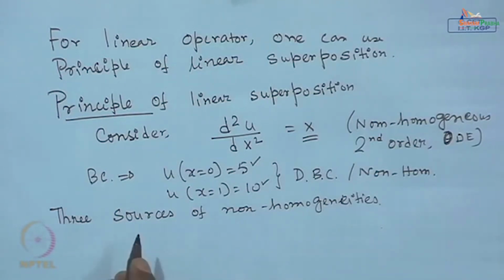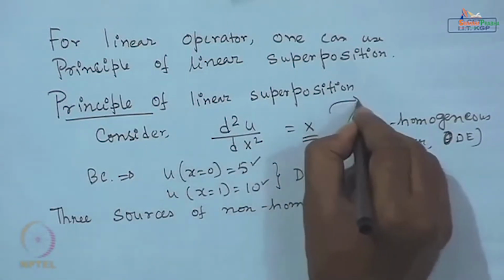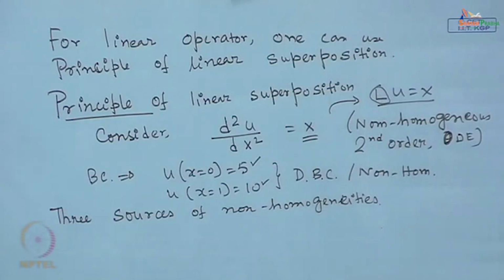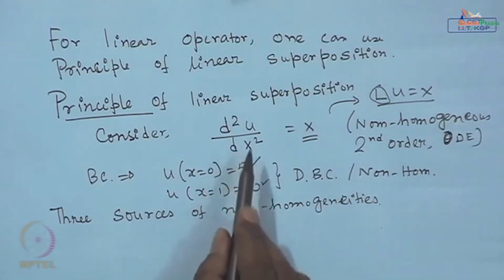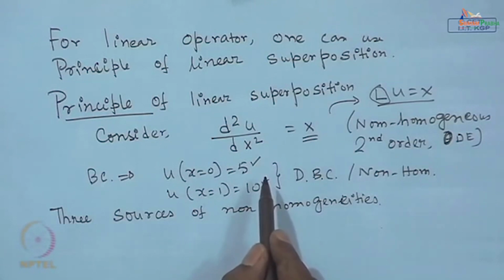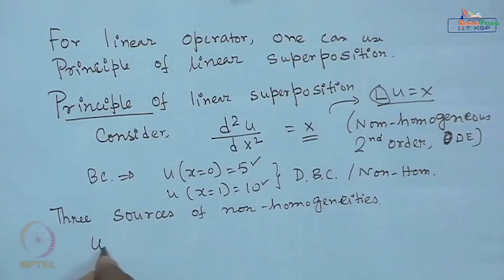So, that is possible because what is the operator in this case? The operator is L u is equal to x. Operator L is d square dx square, and we know that d square dx square is a linear operator. Since the operator is a linear operator, we can break down this problem into three sub problems considering one non-homogeneity at a time, and the complete solution can be constructed by simply adding them up. So, we break down this problem into three sub problems considering one at a time, and the whole solution can be constructed out of it.